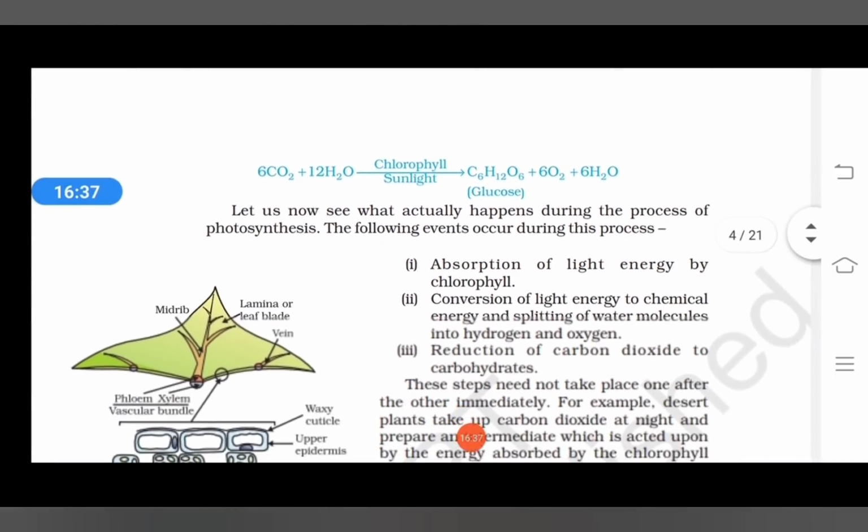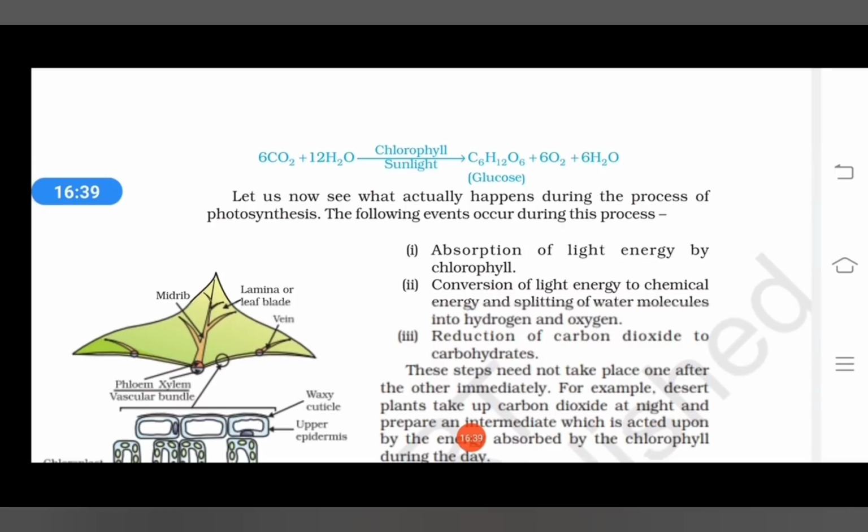So this is the chemical equation for the process of photosynthesis, that is carbon dioxide and water in the presence of chlorophyll and sunlight produce glucose and oxygen. So how does photosynthesis occur? The first process is absorption of light by the chlorophyll, and the light energy is converted to chemical energy by splitting of water molecules into hydrogen and oxygen. And the next one is reduction of carbon dioxide to carbohydrates.